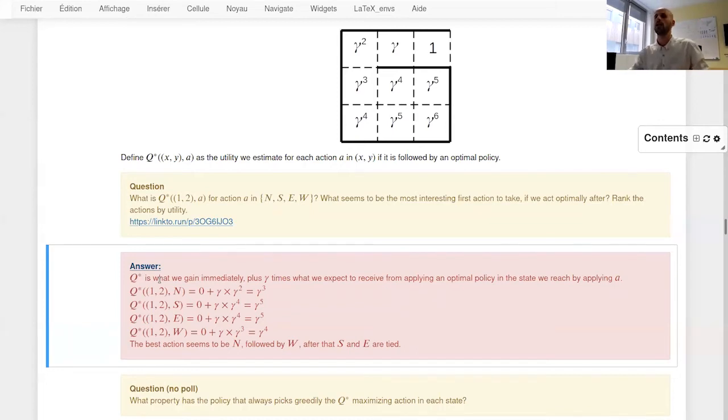Contrarily to the Q pi function that we defined just before, Q star applies an optimal policy from the state we reach. So Q star of 1, 2 north is 0, because the immediate reward is 0, plus gamma times gamma squared. So that's gamma to the power 3. Q star of 1, 2 south is going to be gamma to the power 5. East is gamma to the power 5. And interestingly, west is gamma to the power 4. So the best action seems to be north followed by west, and after that, south and east are tied.